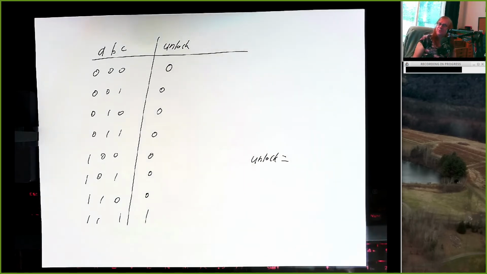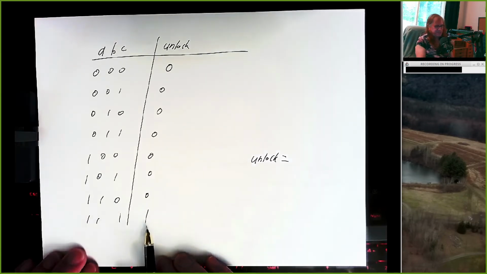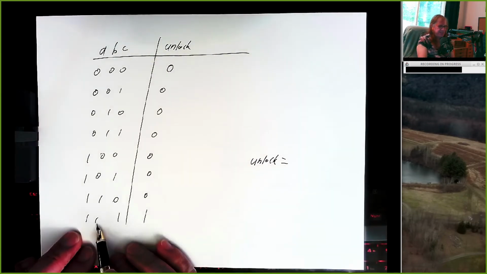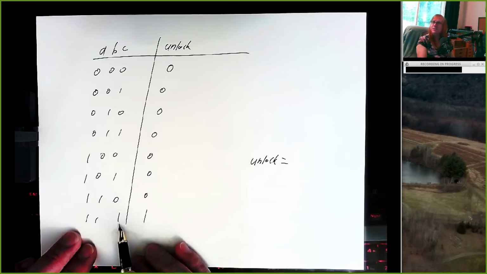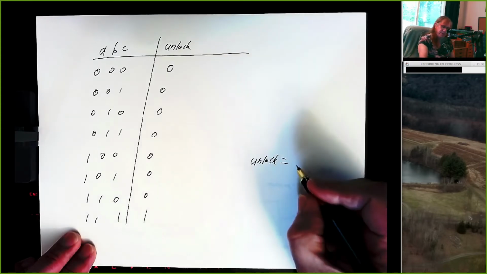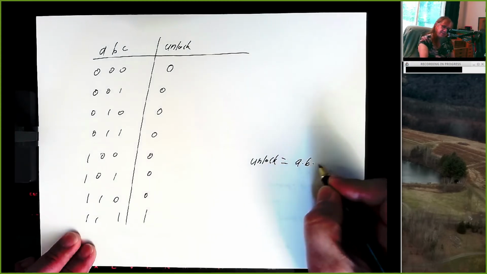So yeah, some people are saying this in chat. This is just a good old AND operation. Because I want to unlock my system when A is 1, and B is 1, and C is 1. And so this is just A and B and C.